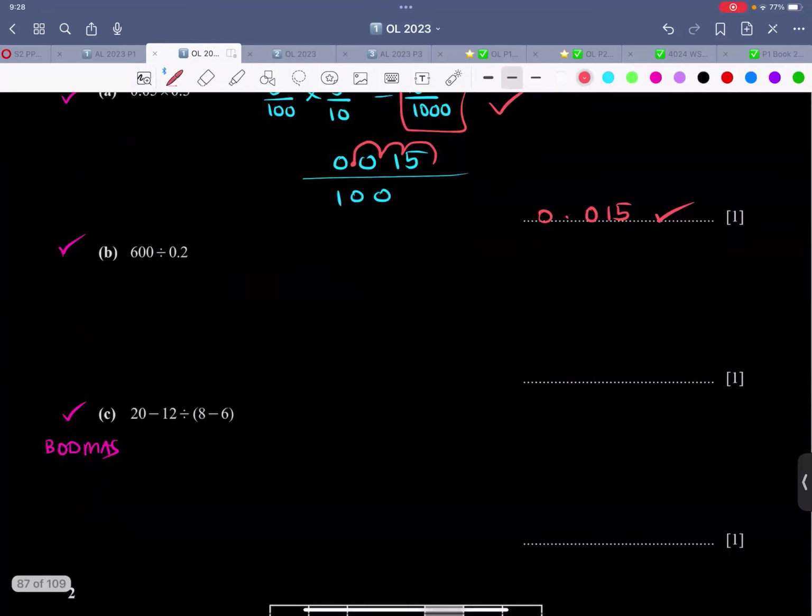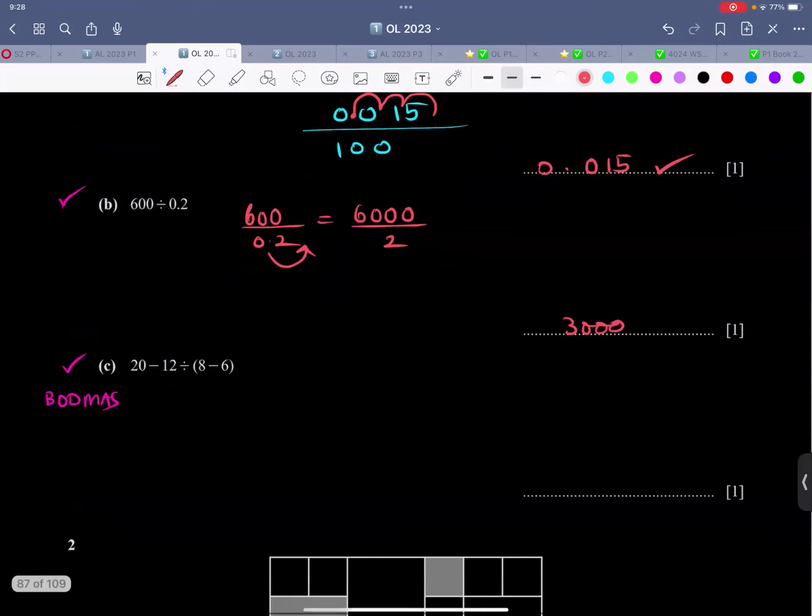The next one, 600 divided by 0.2. That is 600 divided by 2, where 0.2 is becoming 2, so add a 0. Therefore, this answer is 3000.